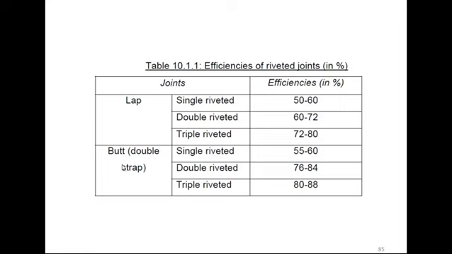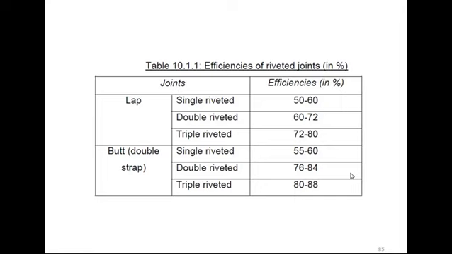Then the next one is the butt double strap riveted joints. Here, the butt double strap single riveted joint has 55 to 60% efficiency. Next, we are going to see the butt double strap double riveted joints, having 76 to 84% efficiency. The next, butt double strap triple riveted joints, has an efficiency of 80 to 88%.